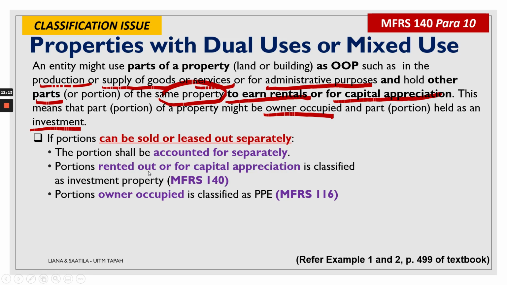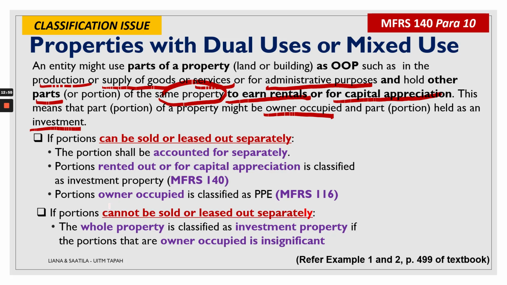So the portions that are being rented out, if they can be sold separately, should be accounted for under MFRS 140 as investment property. If the portions held for capital appreciation can be sold or leased out separately, they should also be accounted for under MFRS 140 investment property. The portion that is owner-occupied is classified as PPE, an item of PPE building under MFRS 116.